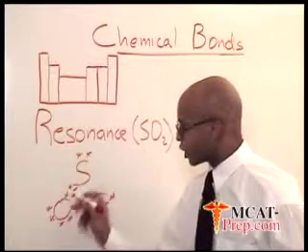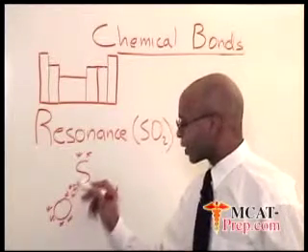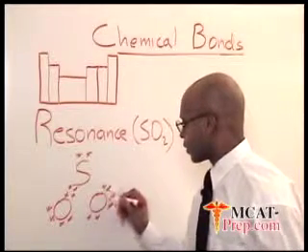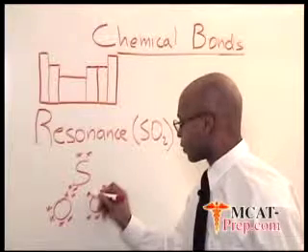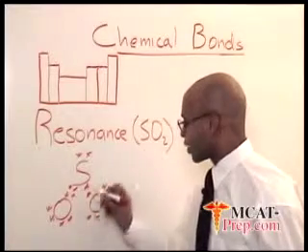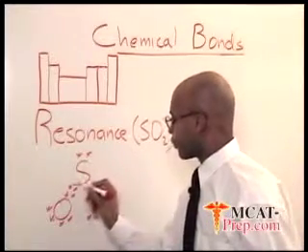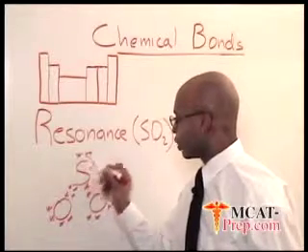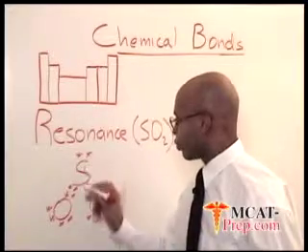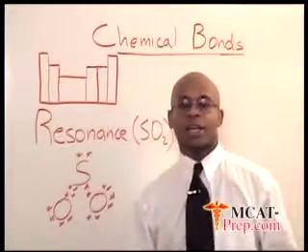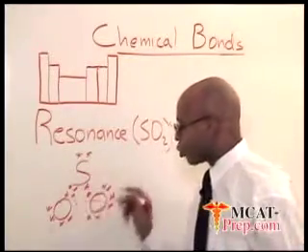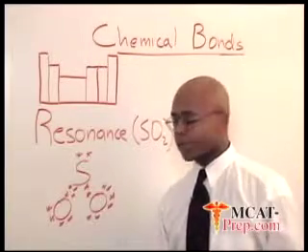So here we have this oxygen achieving its octet: 2, 4, 6, 8. This oxygen, 2, 4, 6, 8. The sulfur, having its 6 electrons, 2, 4, 6, 8 electrons, achieves its octet. So each will contribute 6 electrons.